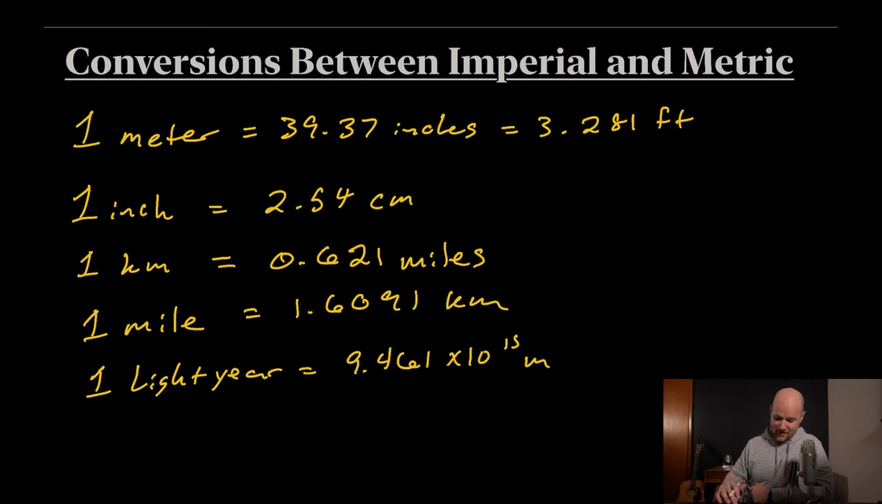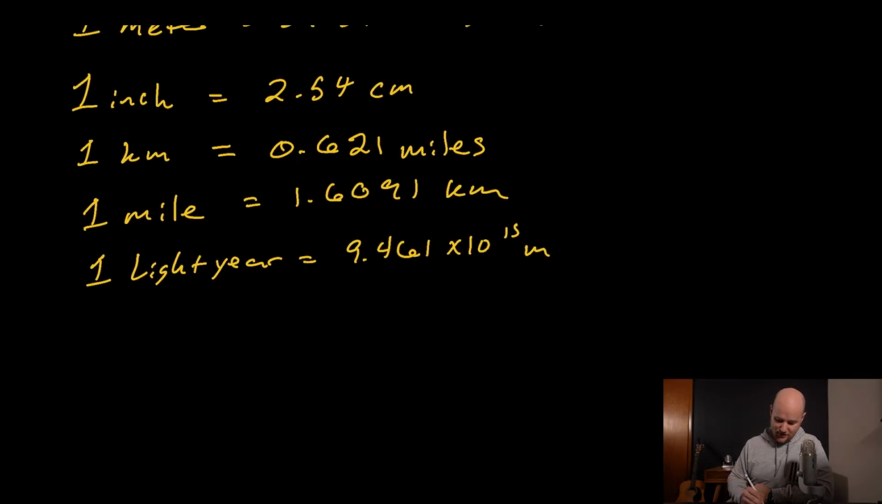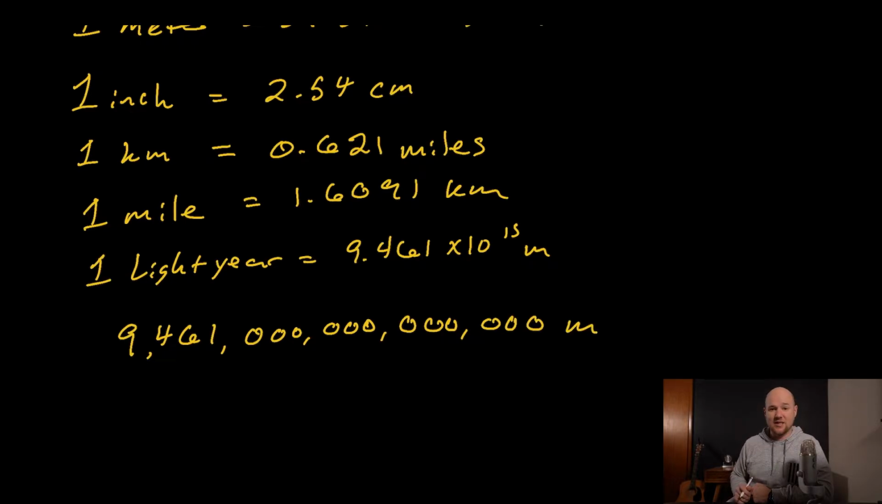Now I want to write that number out for you. It's actually 9.461, and then 1, 2, 3, 4, 5, 6, 7, 8 more digits. So that is the number of meters light travels in a year. Very large number. And that number right there is a reason why we like to use scientific notation, because no one wants to write all of that out.